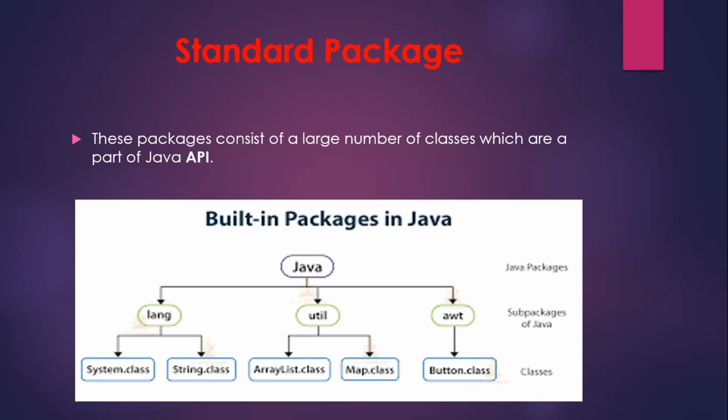Java is the main package, and inside it there are many sub packages, that is lang, util, awt, math. Of these, lang and util are the most important packages because they are widely used. The System class and String class are classes which are inside these sub packages. If we want to import it, we use java.lang.System, or whatever class we have.